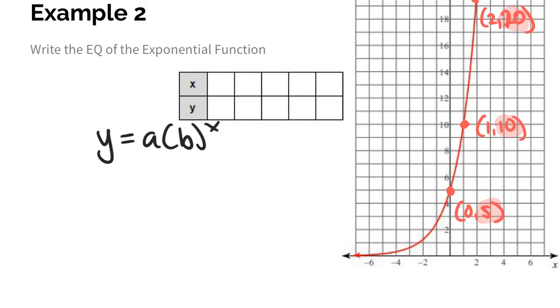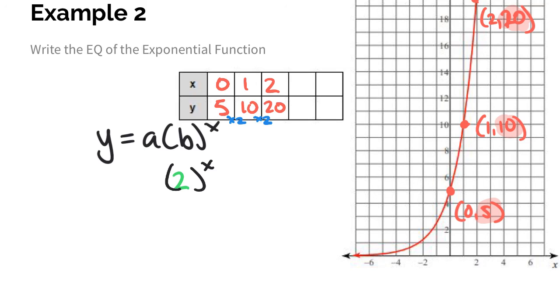If you look at those values, think of those as my outputs. I have an output of 5, 10, and 20. My inputs are the x values of 0, 1, and 2. So right away, if I look at my outputs, I see 5, 10, 20. I should hopefully recognize the pattern that it's doubling. It's times 2. So I know that my B value in this equation, I'm going to do this in green, is going to be times 2. So it's going to be something times 2 to the x.